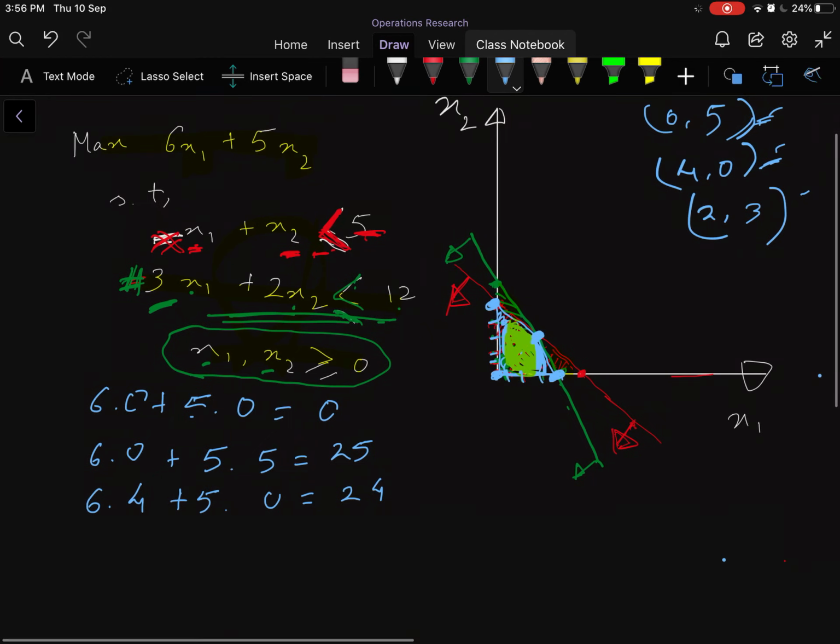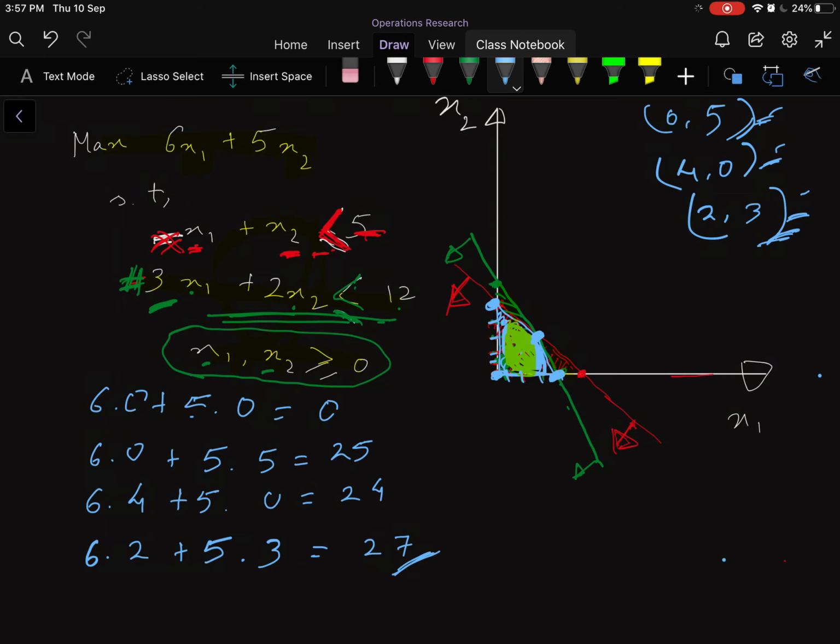And for the last corner point, that is 2 comma 3, what would be the value of the objective function? That would be equal to 6 into 2 plus 5 into 3, that would be 12 plus 15, equal to 27. So in this case, this is the value which is the maximum, this is the point which gives us the maximum value of the objective function.